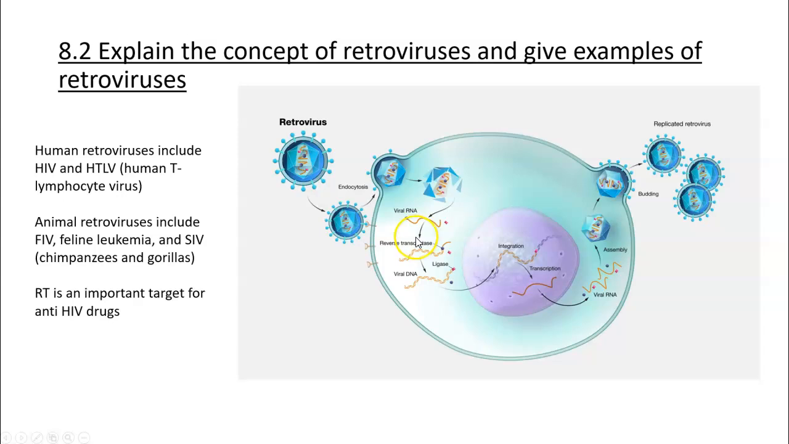So we go from RNA back to DNA, back to RNA, back to proteins, and now we can make new viruses. So if we can stop this step, if we can stop that viral RNA from being able to turn into viral DNA, you can stop that infection. And that is really the key to some of the most effective drugs in HIV treatment.